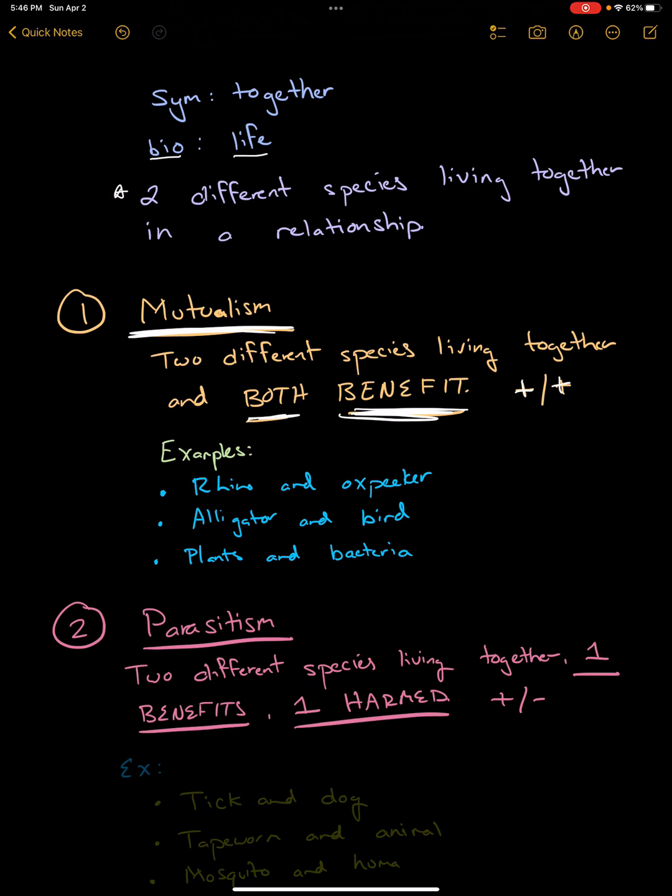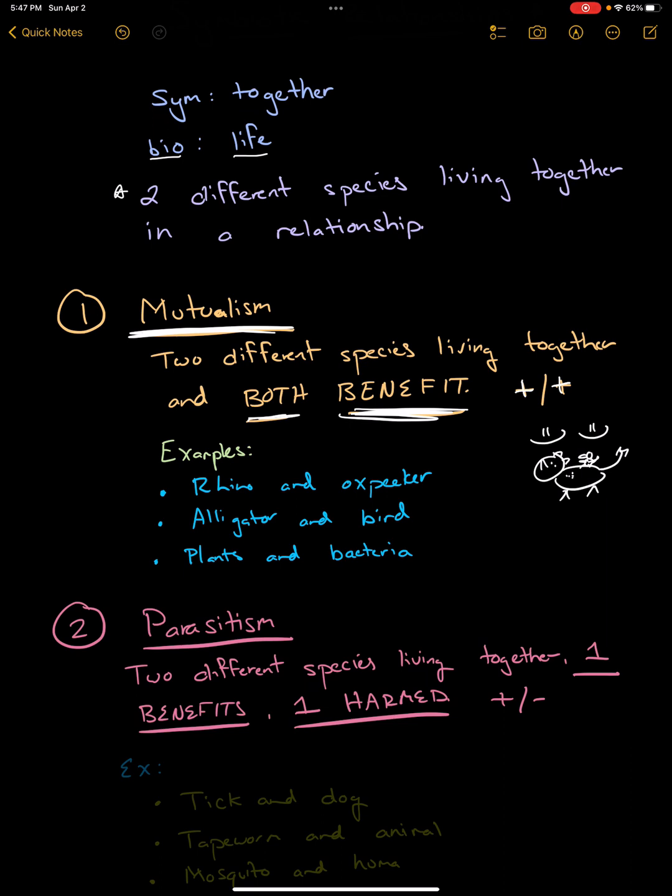Some really easy examples would be a rhino and an oxpecker, right? Here's my cute little rhino. Have you ever seen the birds that sit on their back? Well, those birds are eating the insects on the back. That's going to benefit both of them because that rhino is getting cleaned, which is a good thing for him, and that bird is getting a meal.